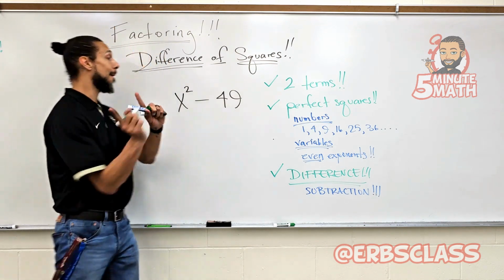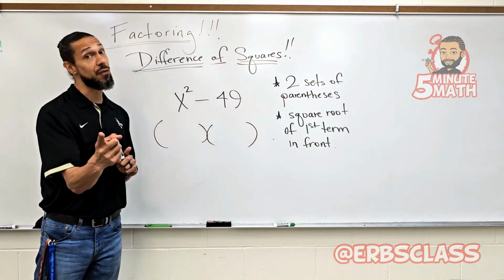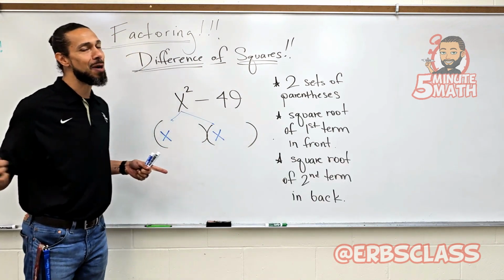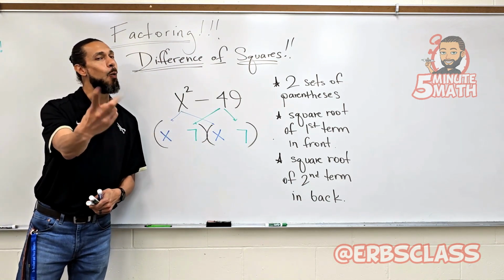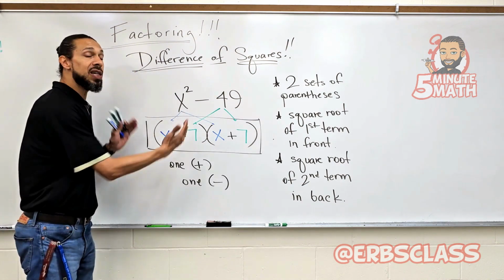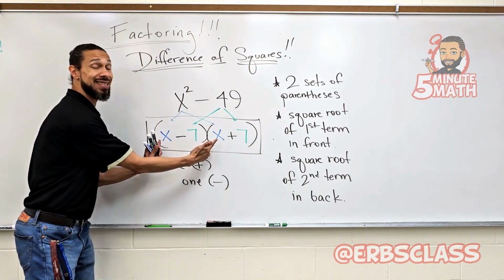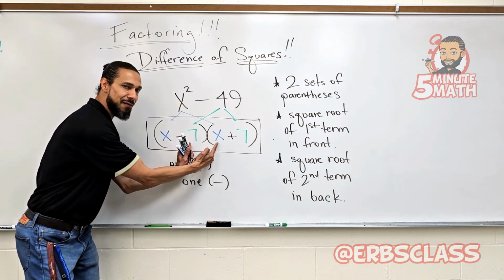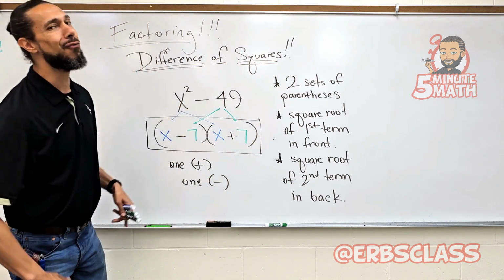Now, once you have all 3 of these things, it's very simple to factor a difference of squares. Watch this. 2 sets of parentheses. Step 2, square root of the first term in the front, just like this. Third step, the square root of the second term goes in the back. And now the signs, 1 plus, 1 minus. Just like that. And remember, with every factoring problem, we can multiply this out to see if we get our original expression back. Ready? x times x is x squared. x times 7 is 7x. Negative 7x, those cancel each other out to make 0. Negative 7 times 7, negative 49.